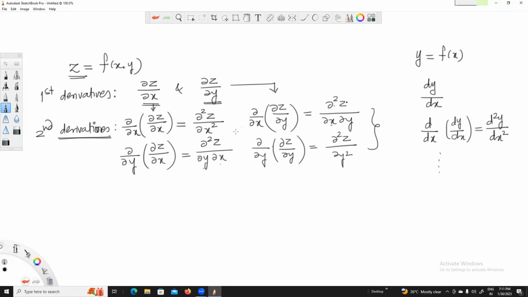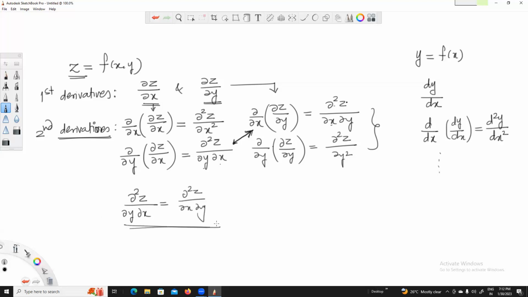Okay, so what is interesting here? These two terms, suppose your function is continuous with respect to x and y values, then these two forms are equal. So what I mean to say here is del 2z over del y del x is equal to del 2z over del x del y. So this is very important.